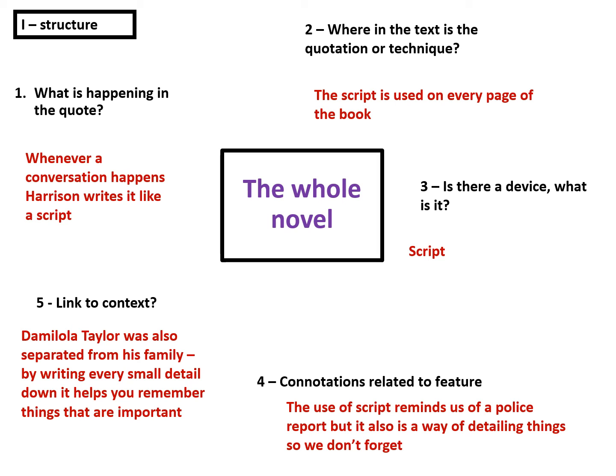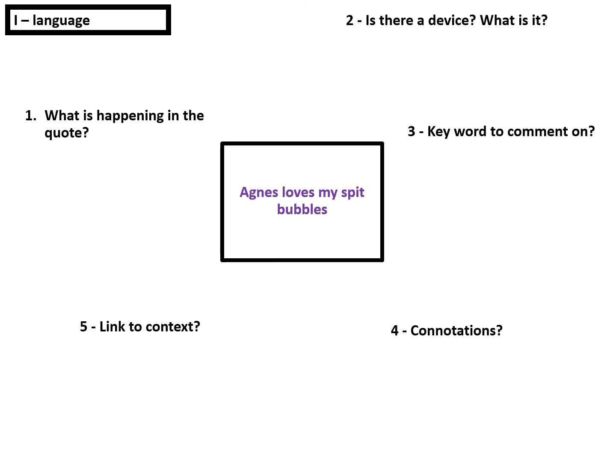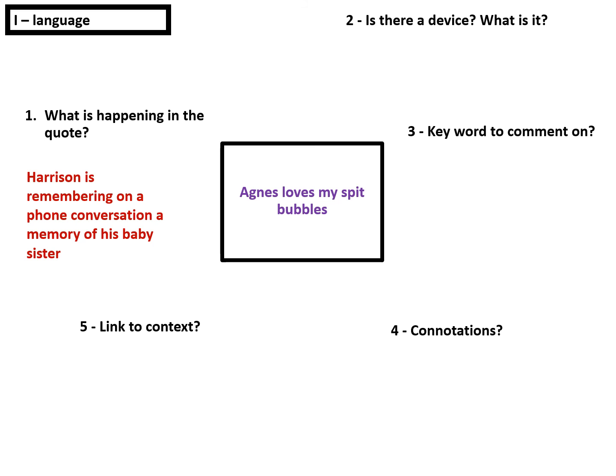And then on to language. I've put in the quotation, Agnes loves my spit bubbles, as that was the first one I chose in the plan. So what is happening when this quotation is said? Well, Harrison is remembering, whilst on a phone conversation, a memory of his baby sister. It's quite a precious memory to him. Is there a device in this? Well, as we know from my plan, it's an abstract noun and it is the word love.